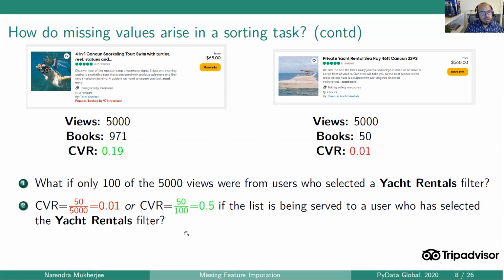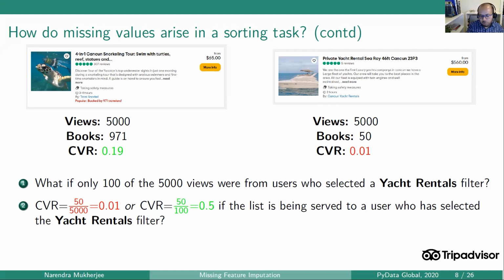In addition, the question gets even more interesting if I tell you that the list is being served to a user who has selected the yacht rentals filter. In that case, we should probably be presenting the product on the right at a higher place than the product on the left, because then the user is probably not interested in a snorkeling tour. So it's important to take into account all of these different filters that the user can select on the website as they are looking at products.